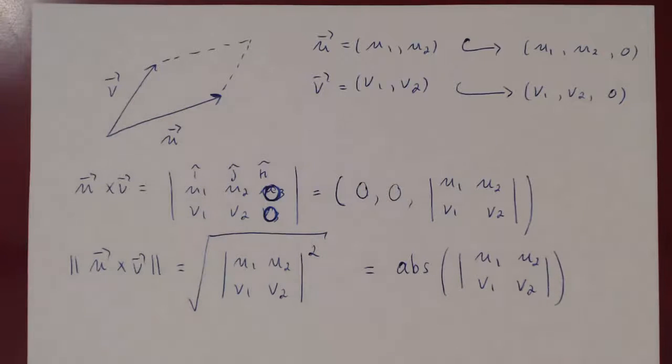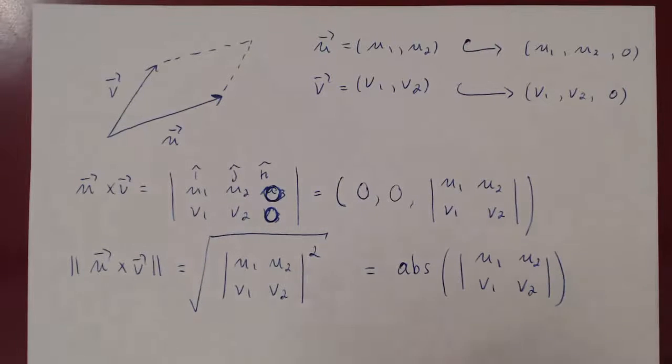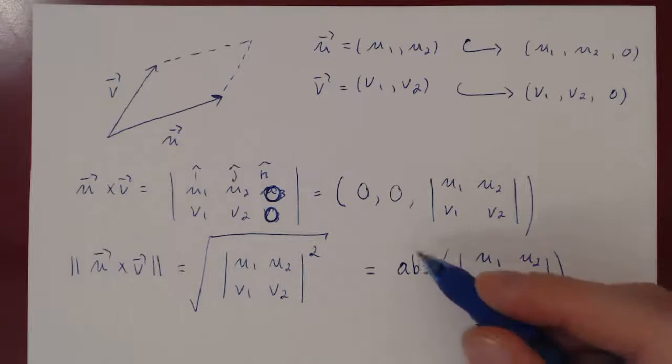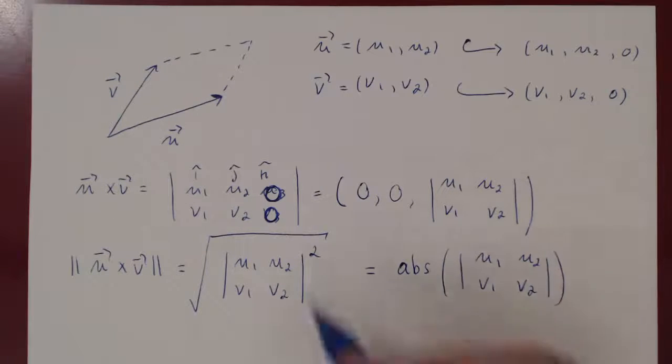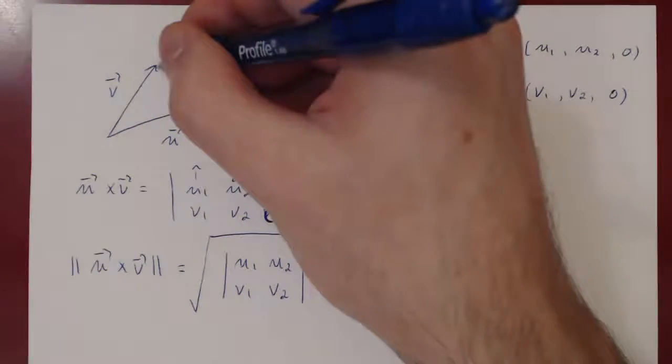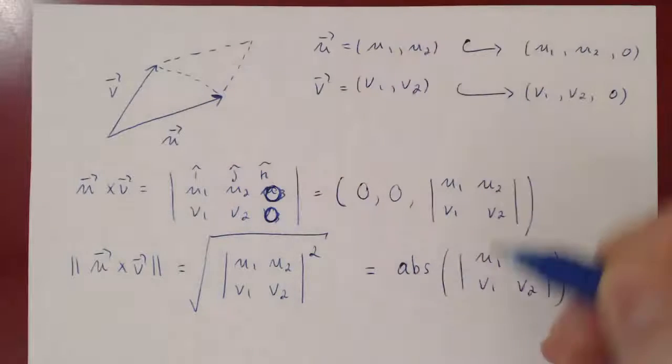And that's how we can compute the area of a parallelogram or of a triangle spanned by two vectors in either R2 or R3. In R3 we have no choice: the norm of the cross product, or half of this for the triangle. In R2, the absolute value of the determinant for the parallelogram. One half of this would be the area of the triangle spanned by u and v.